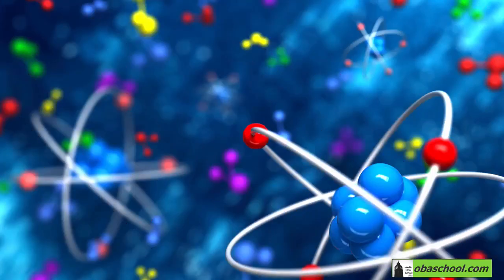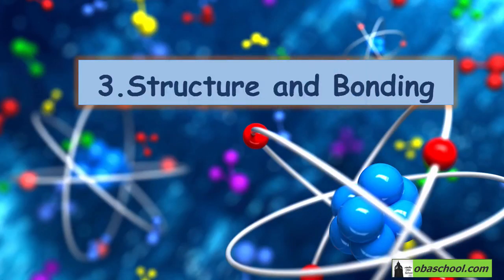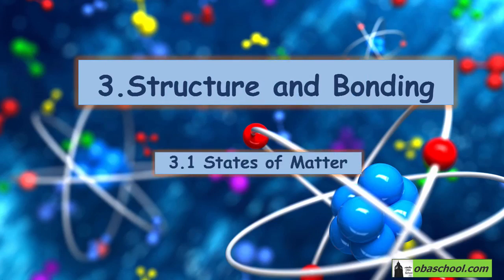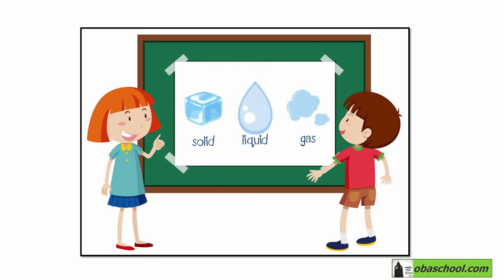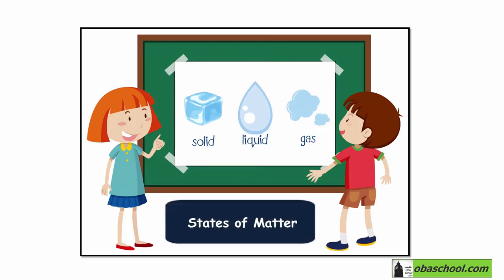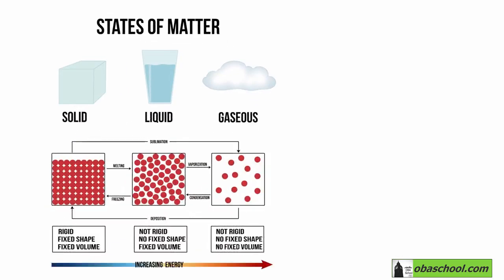In this tutorial, we will start with a new chapter which is about structure and bonding. In the first section, we will discuss states of matter. Substances are classified as solids, liquids, or gases, and these are called the three states of matter. So we can classify any substance into one of these three states of matter. It will be a solid, a liquid, or a gas. Let's examine now the three states of matter in detail.